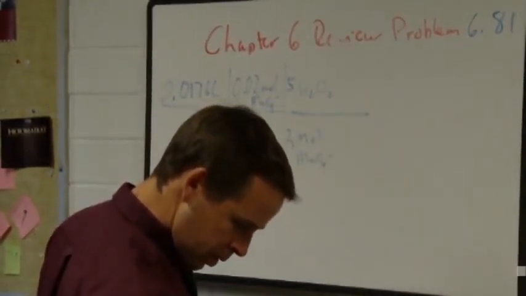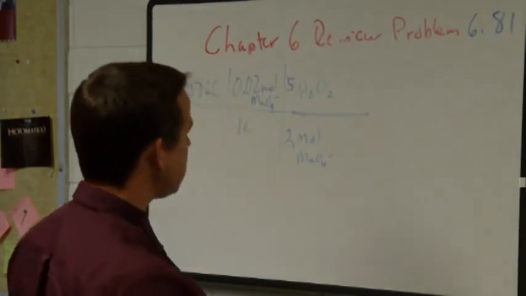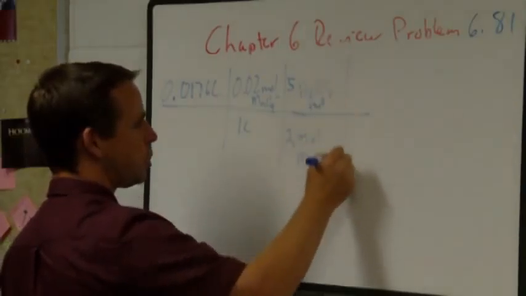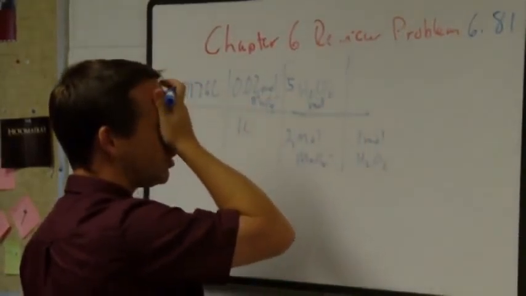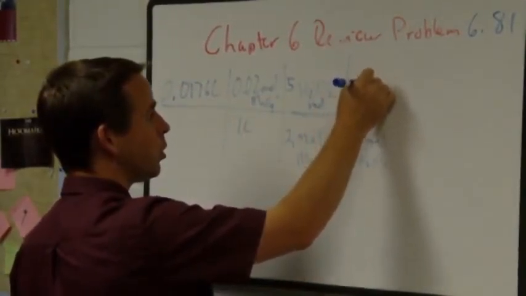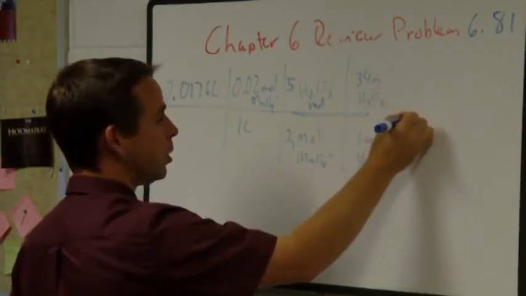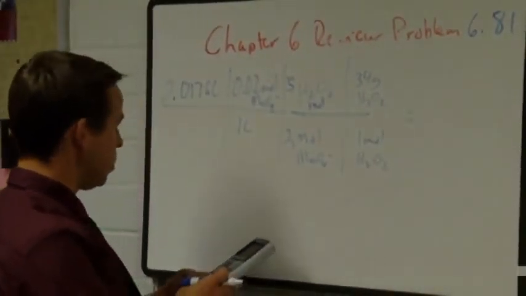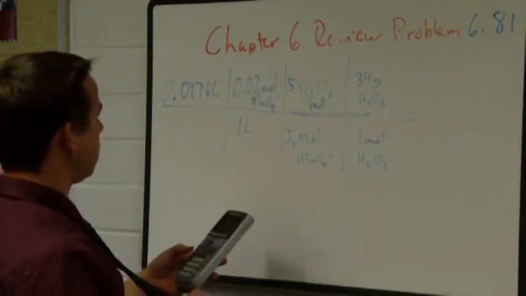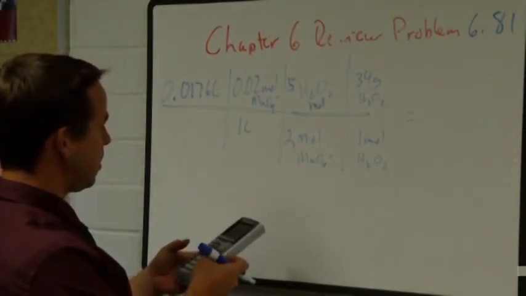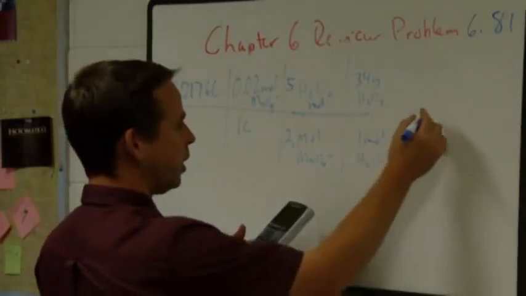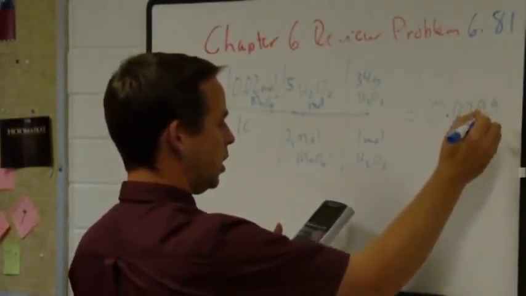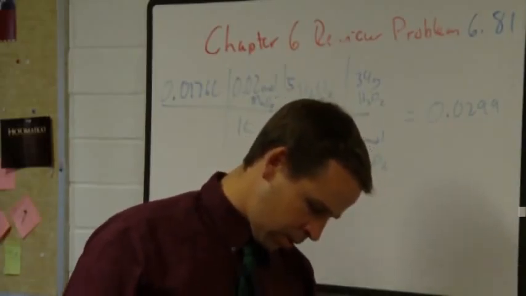All right, thanks to that balanced equation there. How many grams of hydrogen peroxide would this be? Well, this is moles of hydrogen peroxide. And for every 1 mole of hydrogen peroxide, there are 34 grams of H2O2. So this should tell us how many grams of hydrogen peroxide there were in the initial sample. 0.0176 times 0.02 times 5 divided by 2 times 34. 0.0299 grams of hydrogen peroxide.